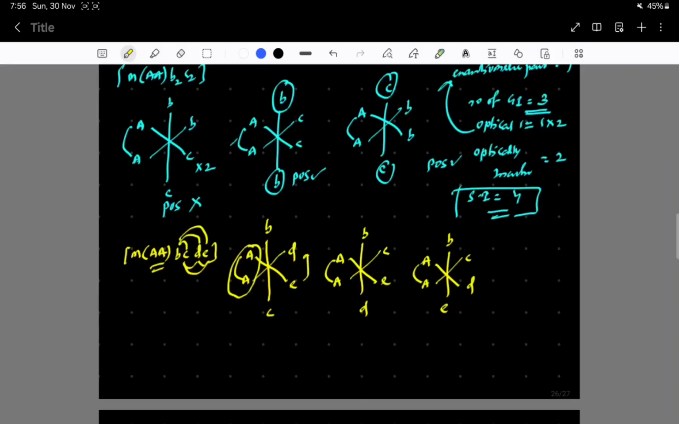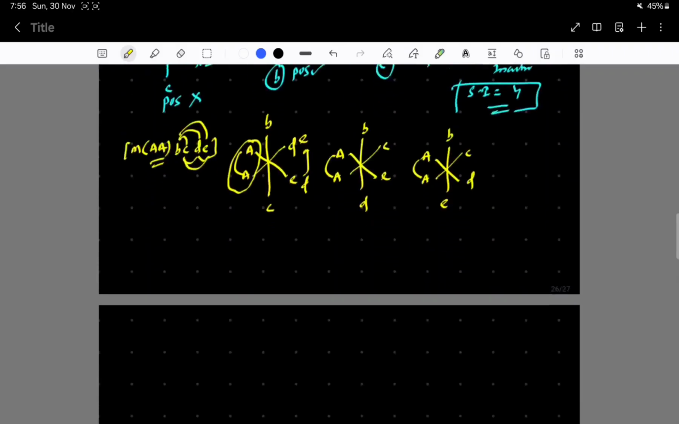If we cross verify, A to D is cis only, A to C, A to E cis only. Now if I change, E will come here, D will come here, again the A to E angle will be 90 and the A to D angle will be 90 only. There is no change in the bond angle. So I cannot write any other possible geometrical isomers here. Now we will move to the remaining other combinations.